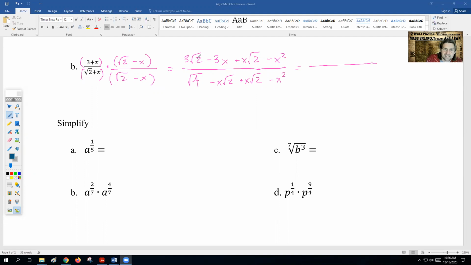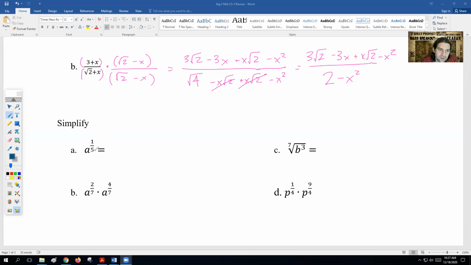Now the top expression doesn't simplify at all. We can't combine the radical 2's together, can't combine the 3's together with the x's, can't combine any of those x's with the x squareds. Nothing goes together. The bottom though, let's see, this x radical 2 and that x radical 2 cancel out. Radical 4 is just 2, minus x squared. So the top is that crazy expression, 3 radical 2 minus 3x plus x radical 2 minus x squared. And the bottom is 2 minus x squared. That's it.